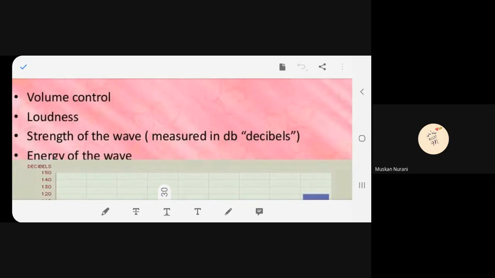The sound is pleasant till a level, till a control. When it goes beyond that limit, it becomes noise. Do you agree with me? The sound is pleasant till one level, and when it goes beyond that limit, it becomes painful, it becomes noisy. Yes? It is measured in decibels. It all depends upon the energy of the wave, and that creates the loudness of the sound.